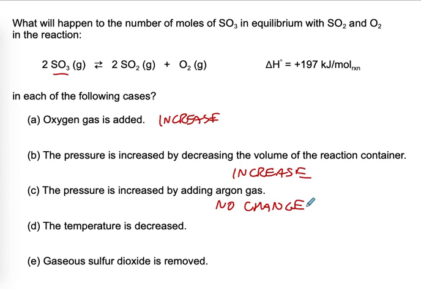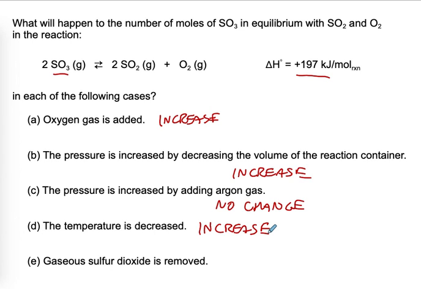D, the temperature is decreased. In this particular case, delta H is positive. It's an endothermic reaction, which means heat is considered to be a reactant. If I lower the temperature, I'm removing heat energy from the reactant side. In order to make up for the lost heat energy, we'll have to shift toward the reactants, which means that the moles of sulfur trioxide will increase.